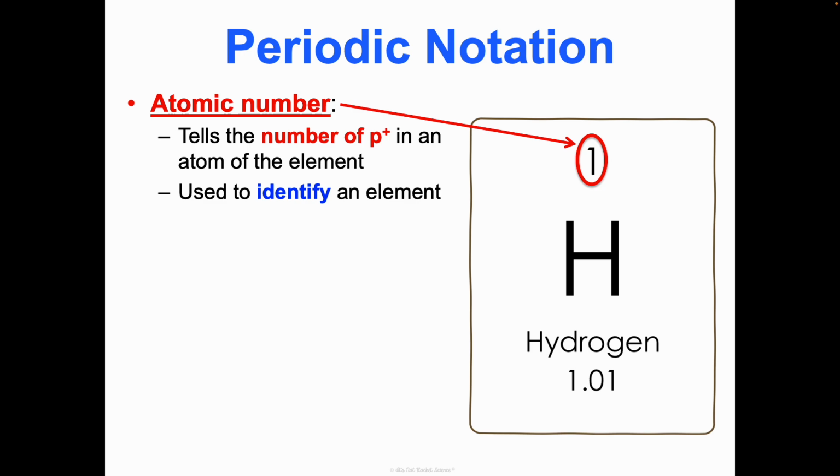If it's 3, I know it's lithium. If it's 1, I know it's hydrogen. If it's 2, I know it's helium, okay? This number is so important. The entire periodic table, again, is arranged by these atomic numbers.